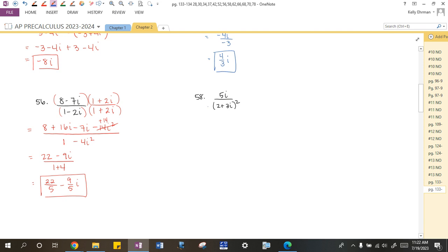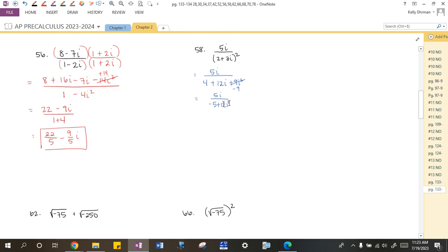Okay, for 58, I can't multiply by the conjugate before I square this out, because order of operations says you have to square things before you're allowed to multiply them together. So let's work on squaring this binomial out first. So that's 4, and then 2 times 3i is 6i, so double that. You're going to get 2 of those, plus 12i, plus 9i squared. Clean that up. 4 minus 9 is negative 5, plus 12i.